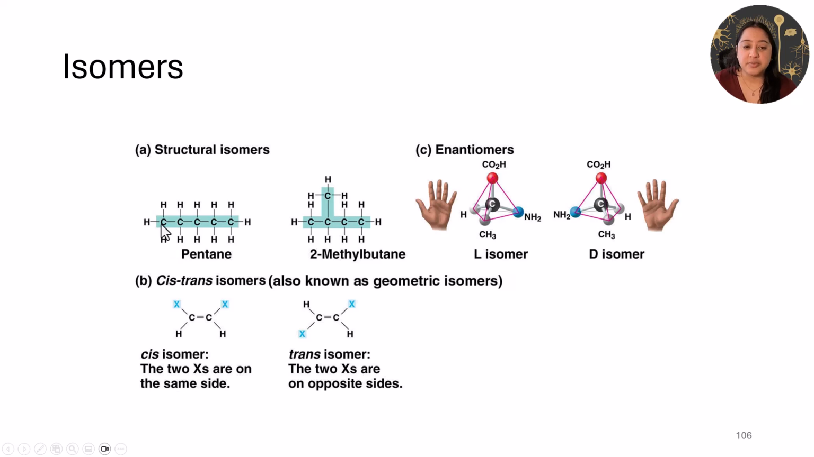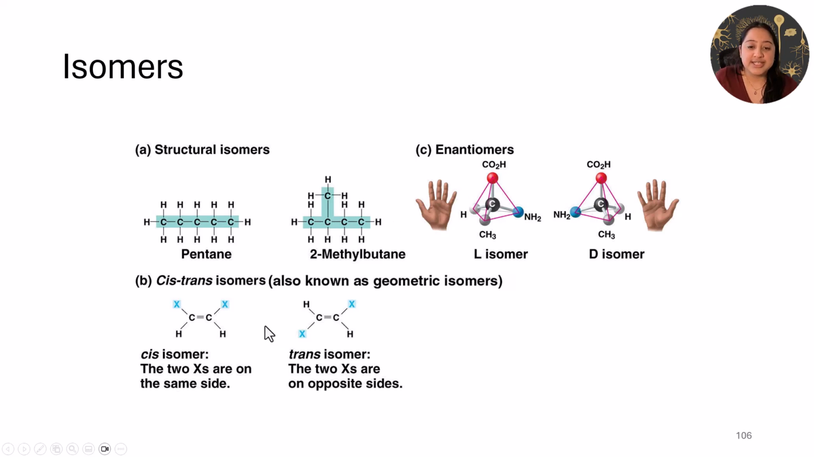So isomers, there are structural isomers. Even though they may have the same number of carbons and hydrogens, if they're structurally different, then it's going to need a different name. On the left there's 1, 2, 3, 4, 5 carbons, and 1, 2, 3, 4, 5, 6, 7, 8, 9, 10, 11, 12 hydrogens, and over here is the same, but because it's structurally different, it's called an isomer and a structural isomer.